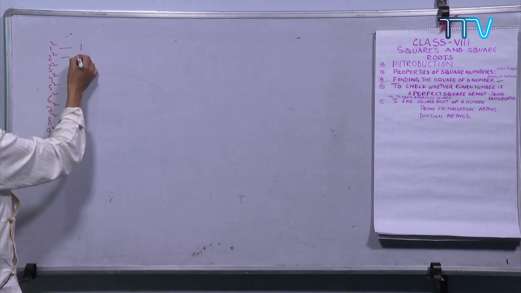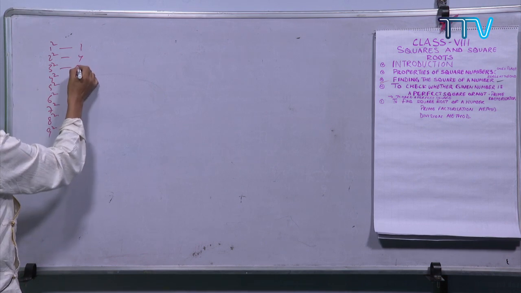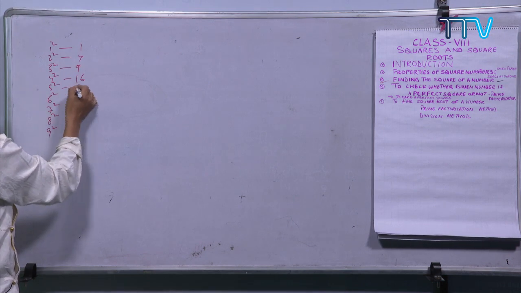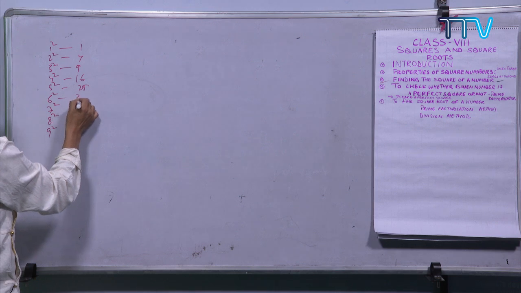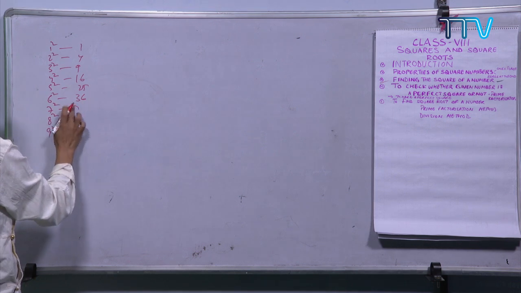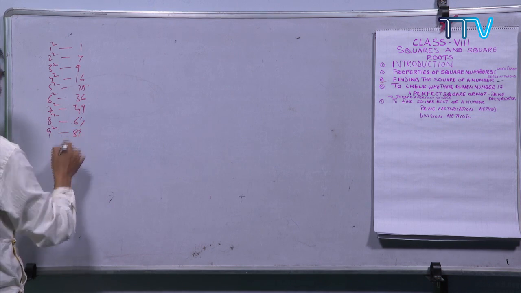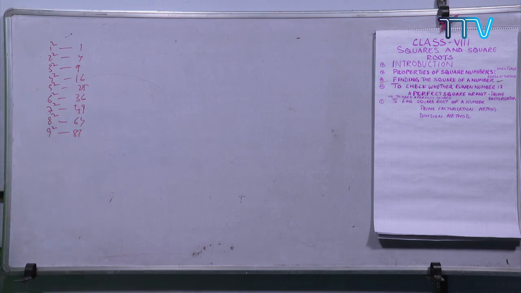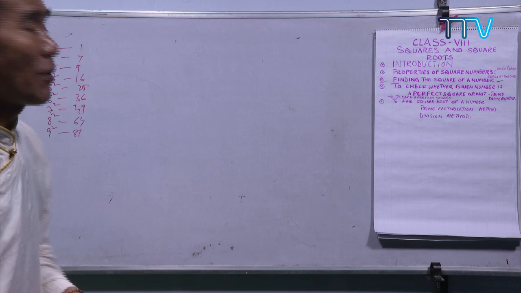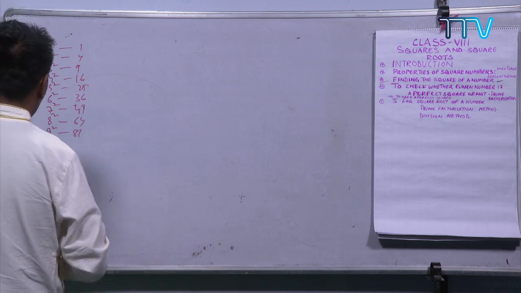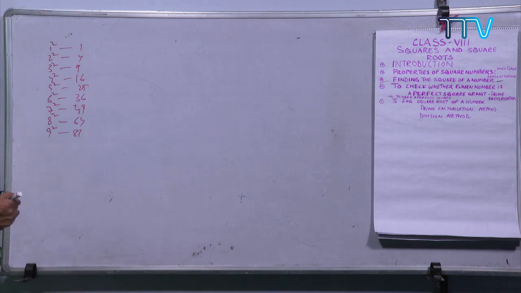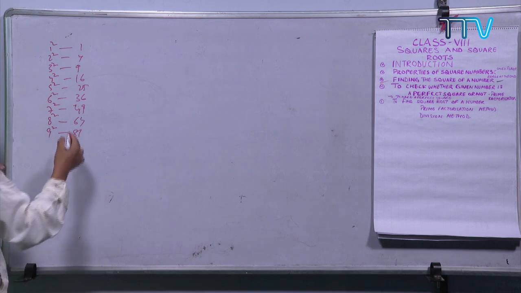1 square 1, 2 square 4, 3 square 9, 4 square 16, 5 square 25, 6 square 36, 7 square 49, 8 square 64, and 9 square 81. These are the first 9 perfect squares, the squares of the first 9 natural numbers. Okay, this data is important.